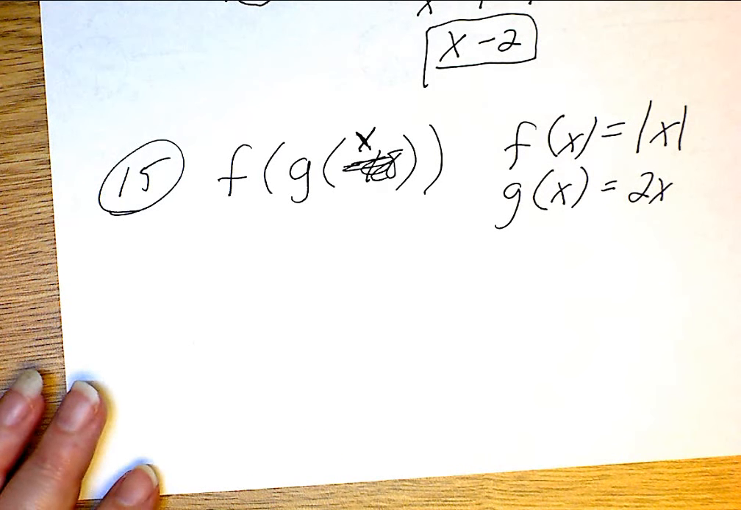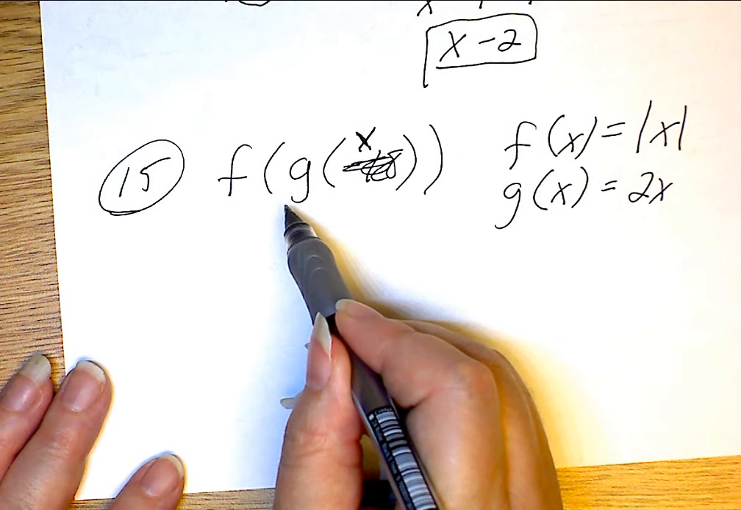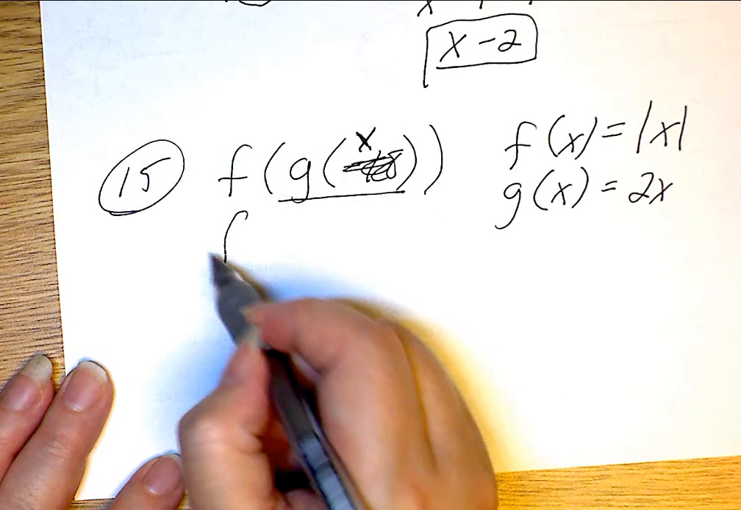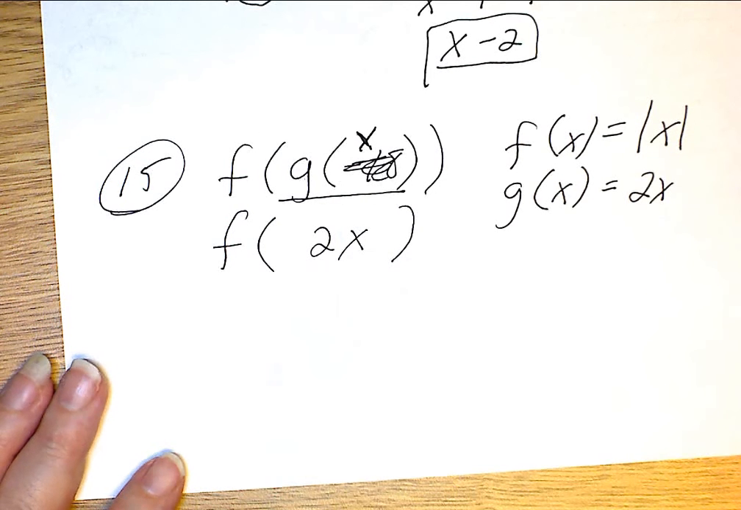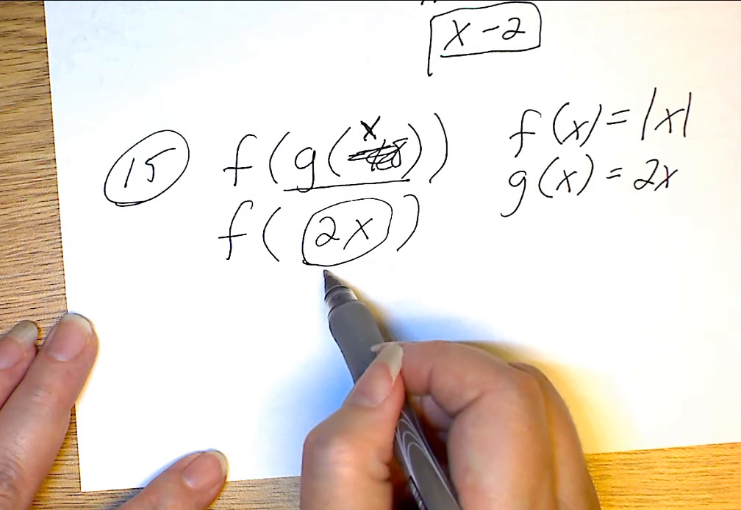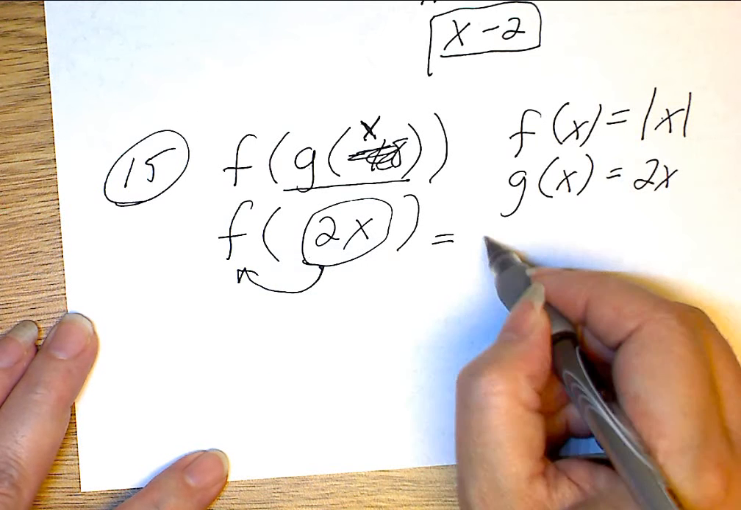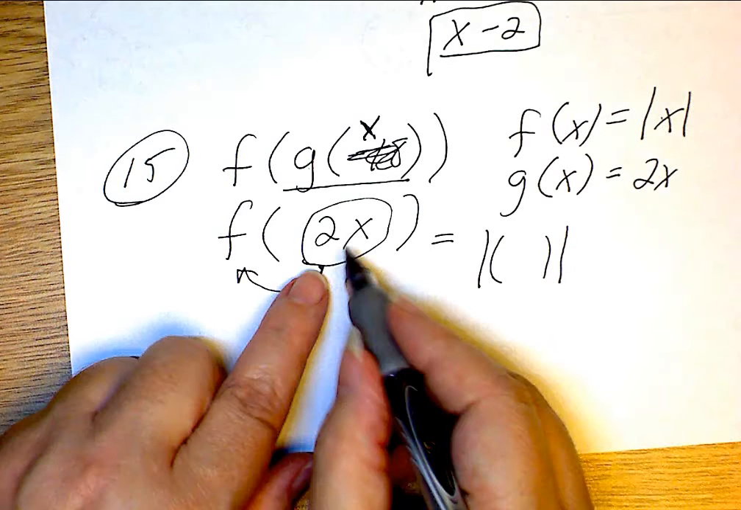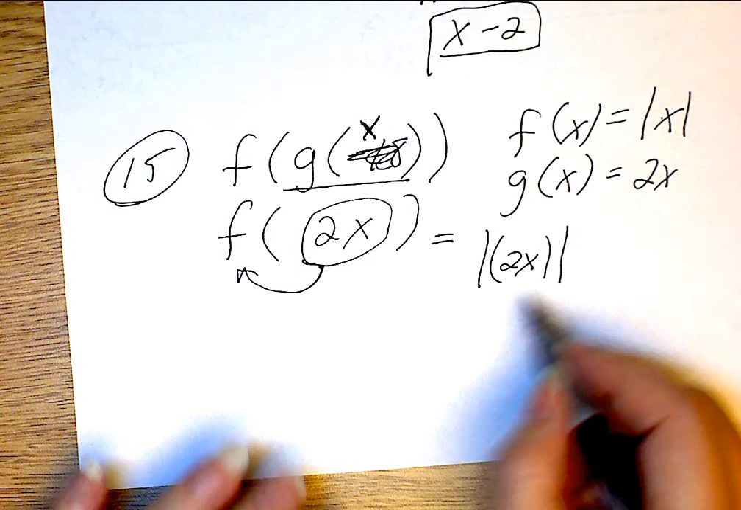Okay. So now we still are going to do the innermost. So I'm going to put f of, and what does g of x equal? 2x. Then it says to put this in for the x of f. So we have this one, so it would have been the absolute value, and we would have x inside here, right? So we're taking out the x and we're putting in 2x in its place. So your answer would be the absolute value of 2x.